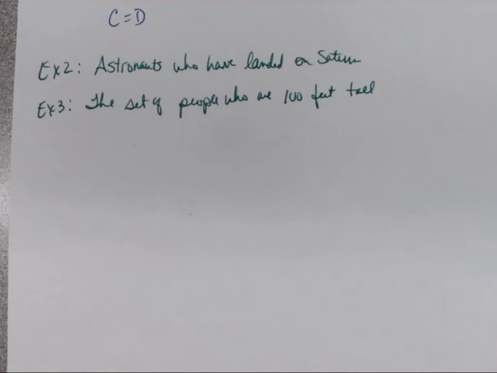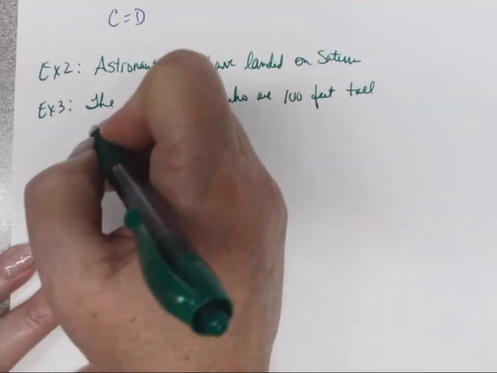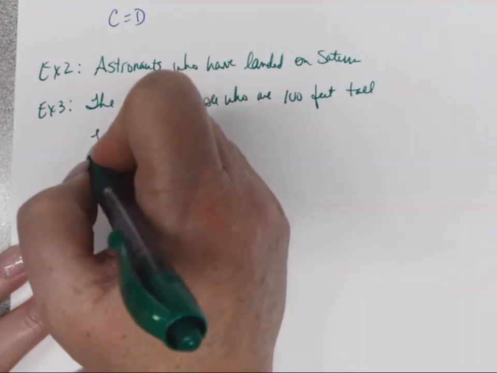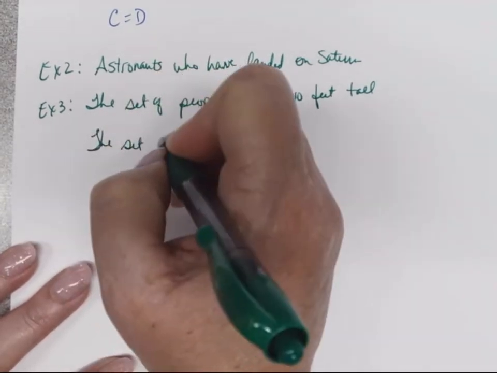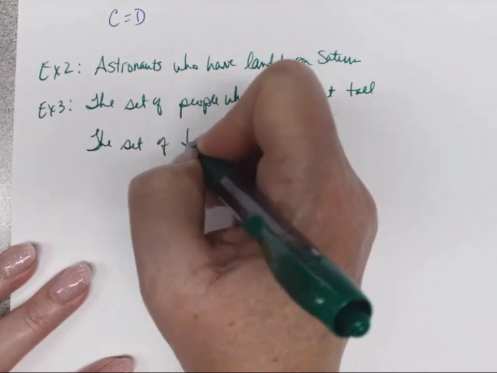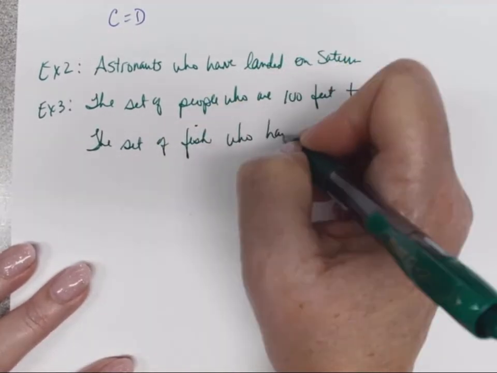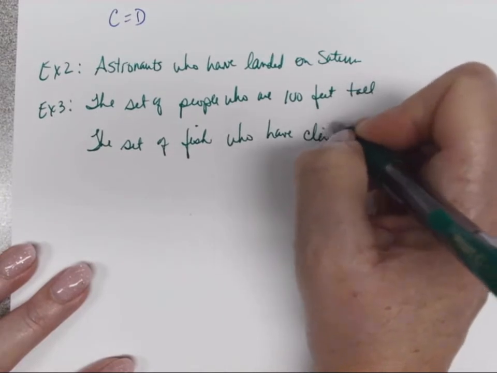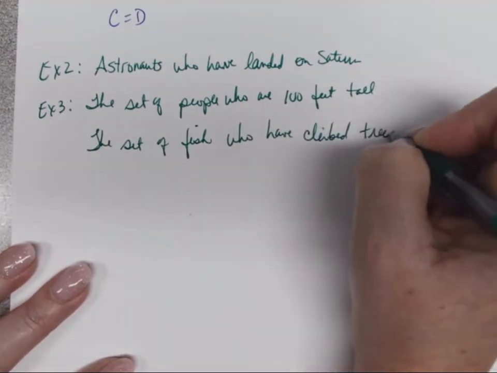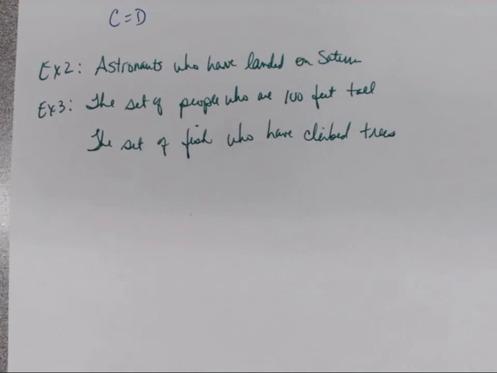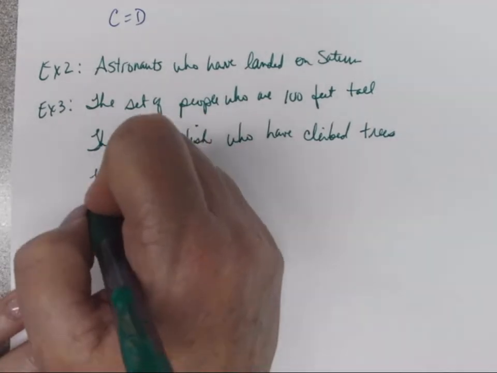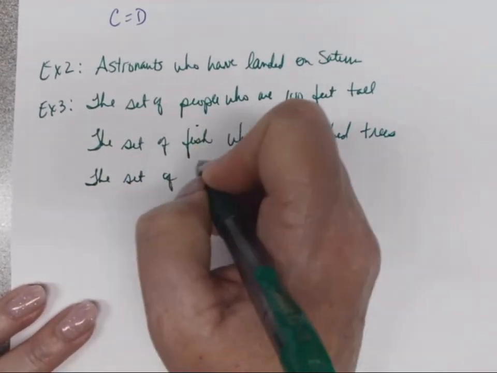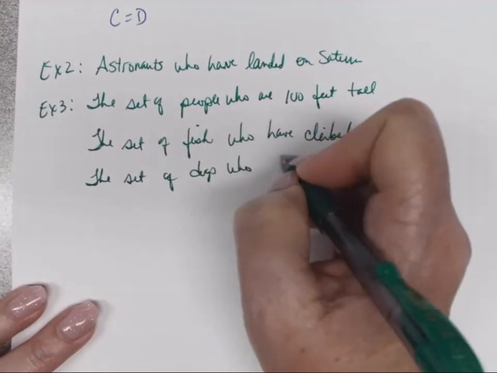So another example of this could be, I'm just going to write some more here. What if we look at the set of fish who have climbed trees? Well, no fish have climbed trees. We're not talking about, well, a person in a fish costume. No, we're not going there. But a set of fish who have climbed trees. What about the set of dogs who drive cars?